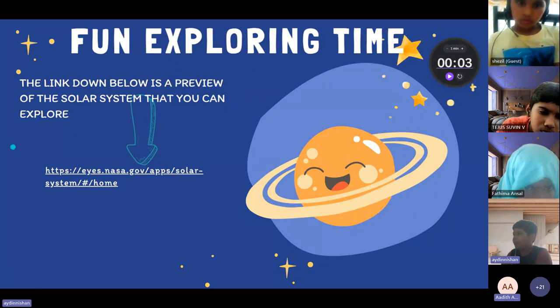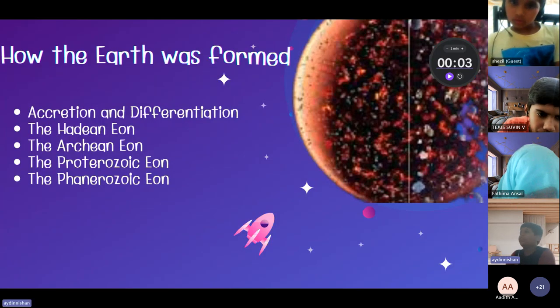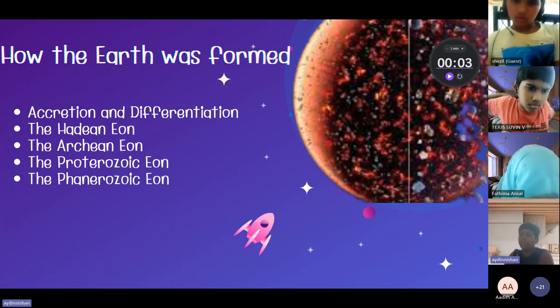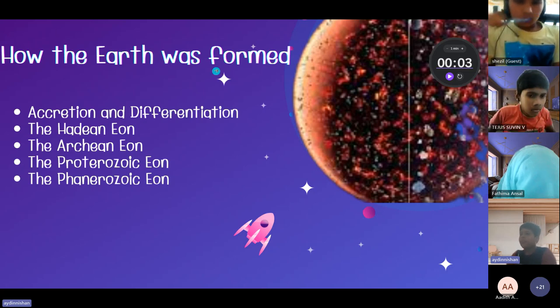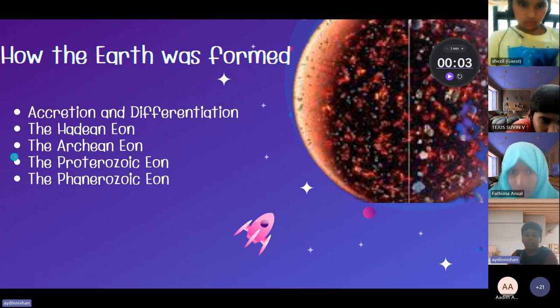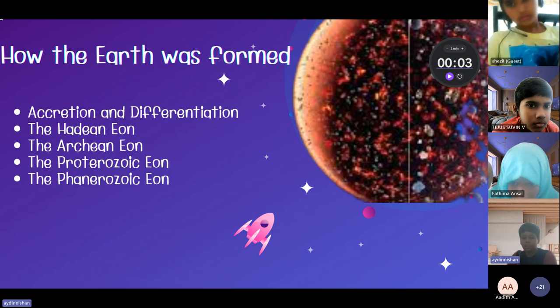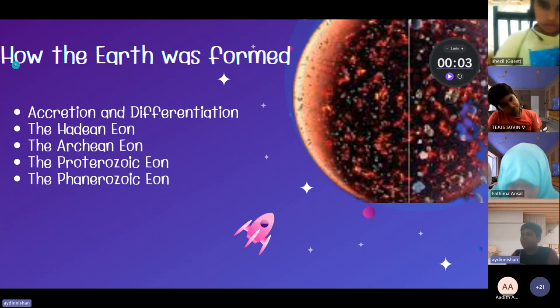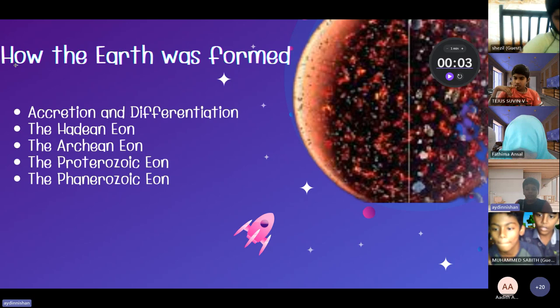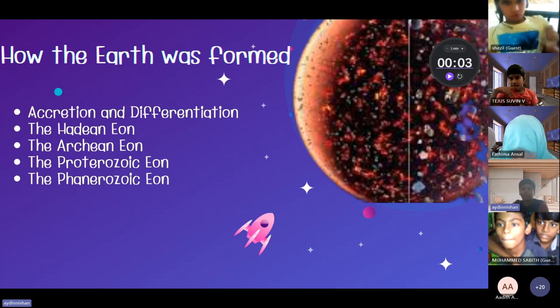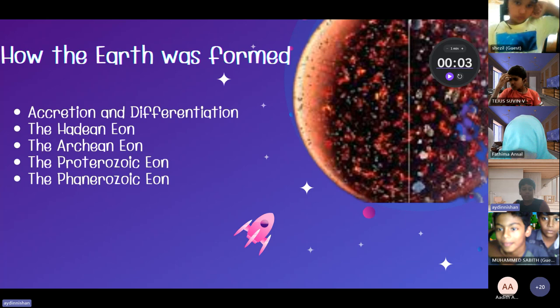Now, the next topic is how the Earth was formed. The first thing we need to cover is accretion and differentiation. I have explained accretion. If you forgot, it is when small particles collide and stick together, gradually forming larger and larger bodies. Over time, these bodies grew into planetesimals, which are basically small planets, and which eventually became the planets we know today. Earth formed 4.5 billion years ago through this process of accretion.